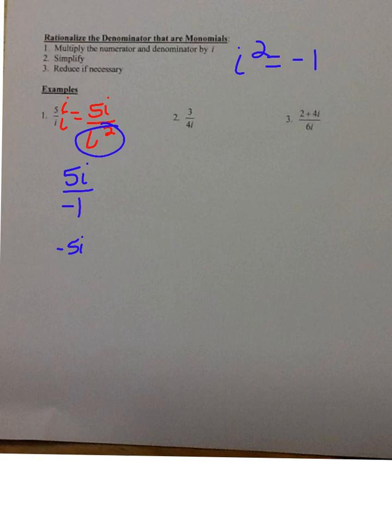3 over 4i. So I don't need to multiply by 4i. I just have to multiply by i. All right, so I multiply the numerator and the denominator by i. So I have 3i over 4i squared. Now remember, i squared is negative 1, so I have 3i over negative 4. So that's just negative 3i over 4. All right, so let's take a look at 3.